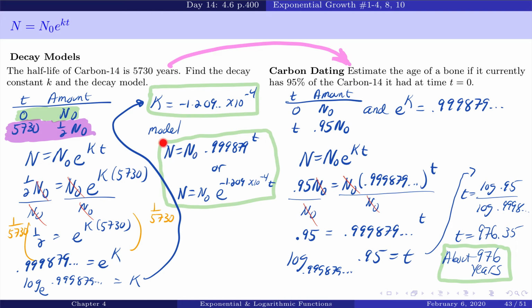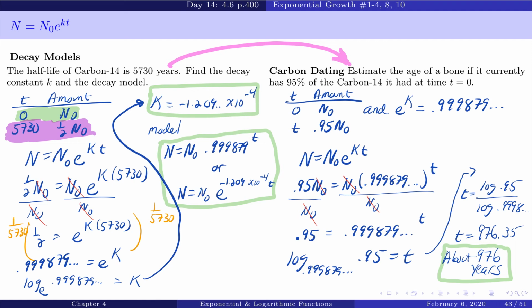So here's my model. The amount is the initial amount times e to the k raised to the t. Okay, e to the k I found out was 0.999879, so I put this in here. You could say e to the k right here, but I think this is uglier and it doesn't have as much interpretation. This number here means that it's decaying because it's less than 1. So after my initial amount is multiplied by some number less than 1, my remaining amount is going to be smaller and smaller and smaller.